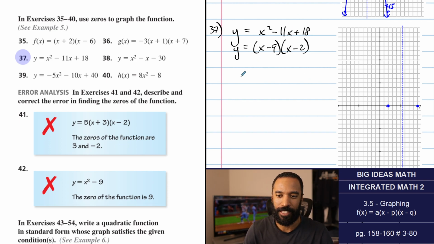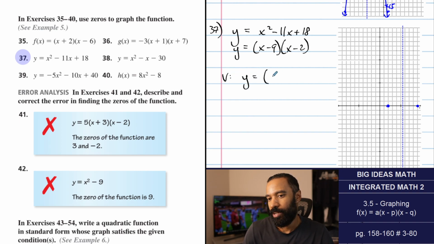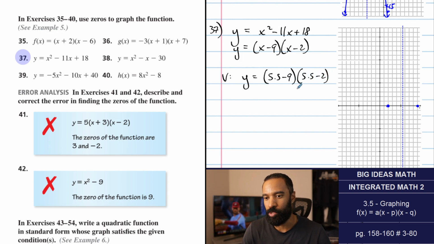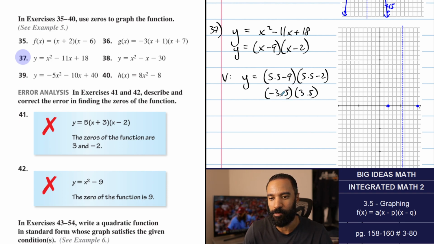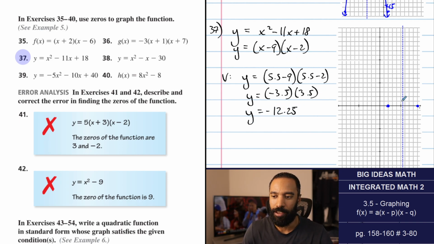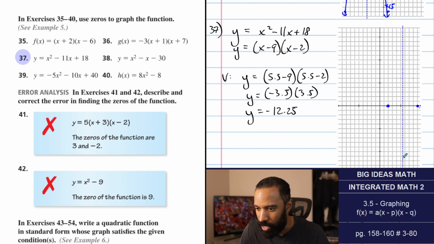X equals 5.5. Let's substitute for the vertex, 5.5. 5.5 minus 9 times 5.5 minus 2. 5.5 minus 2 is 3.5. That must mean this guy is -3.5. And -3.5 times +3.5, we've seen it a couple times now, is -12.25. So yes, your vertex is at 5.5 comma -12.25. The scale is normal, or at least I can treat it normally.